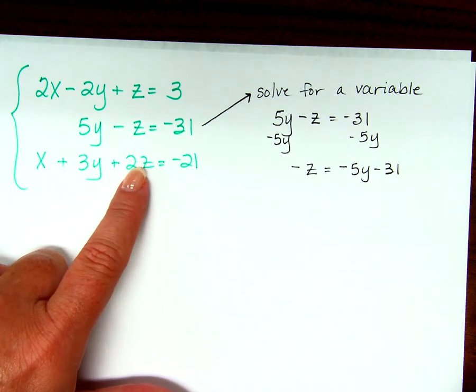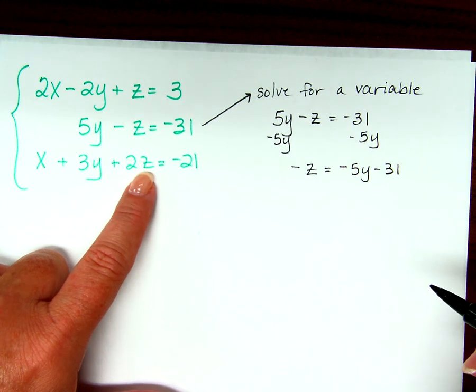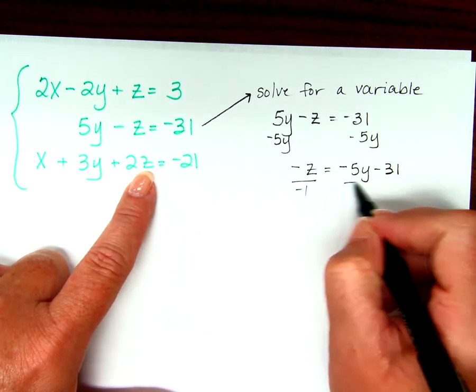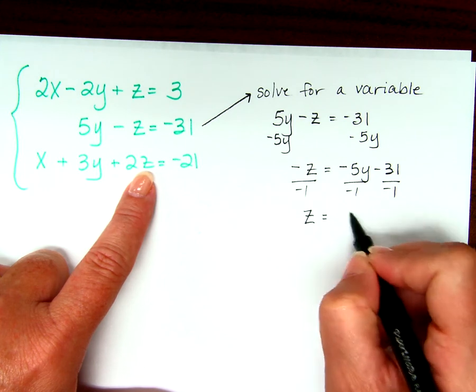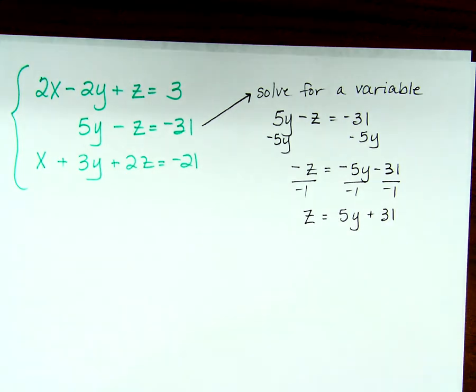Is z solved for? Okay, this was an issue yesterday for some people. They thought z was solved for. In order for z to be solved for, it has to be all the way completely by itself, right? Divide everything by negative 1. z equals what? Okay, 5y plus 31 or 31 plus 5y. Whichever way you wrote it down, it's the same, isn't it? Okay. Now the thing is, what do I do with it?